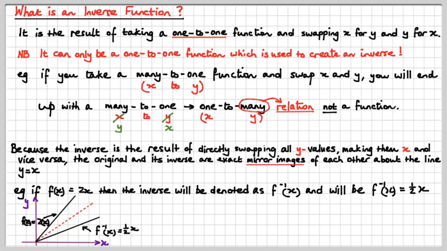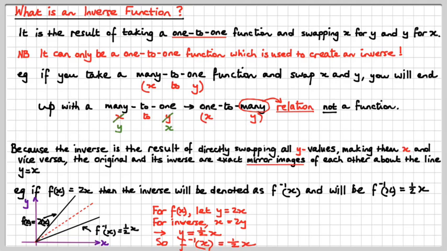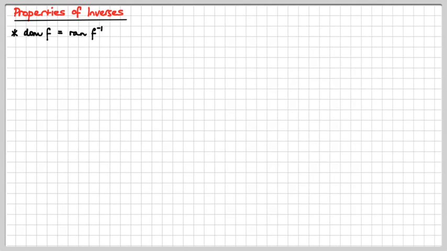Okay, and to drive the point home, we'll just show you how you do it. If for f of x, we let y equal 2x and we swapped x and y, then you solve it for y, you get half x, don't you? Yes, so f minus 1 of x would be half x. Yes? Properties of inverses. Now these are really, really important.